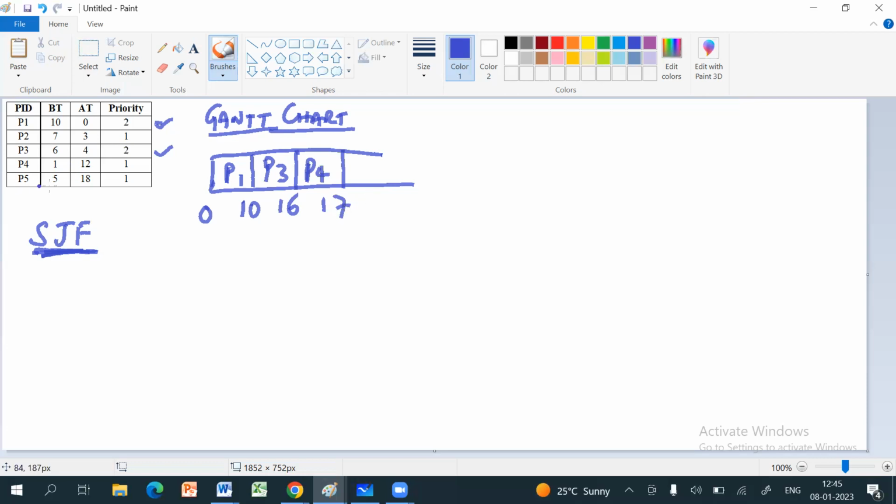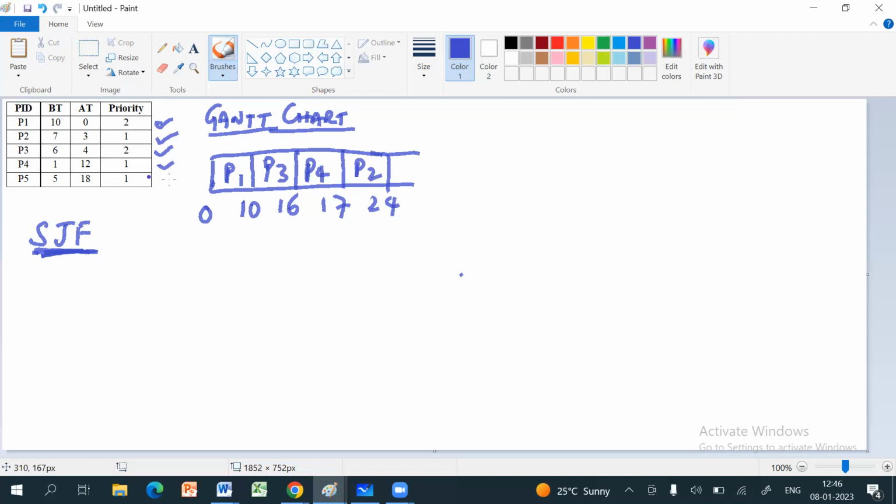Mind you, P5 has not yet arrived because its arrival time is 18. So P4 has completed, but the system will not be idle because there is already one more process in the wait queue, P2. That's the only process right now, so there's nothing to compare. P2 will be given a chance to schedule. P2 will run for 7 units of time from 17, which is 24, and obviously P2 has completed.